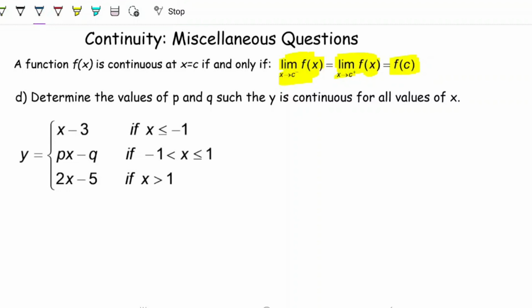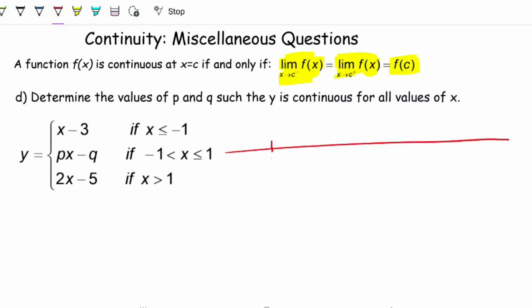Now, another miscellaneous type of question looks like this. It says determine the values of p and q such that y, which is our piecewise function, is continuous for all values of x. Okay, so this is a different type of question, and I'd like us to have a more open-minded approach to this. What we need to understand here is that we can understand this by drawing this particular diagram. So let's see how we'll be able to do this.